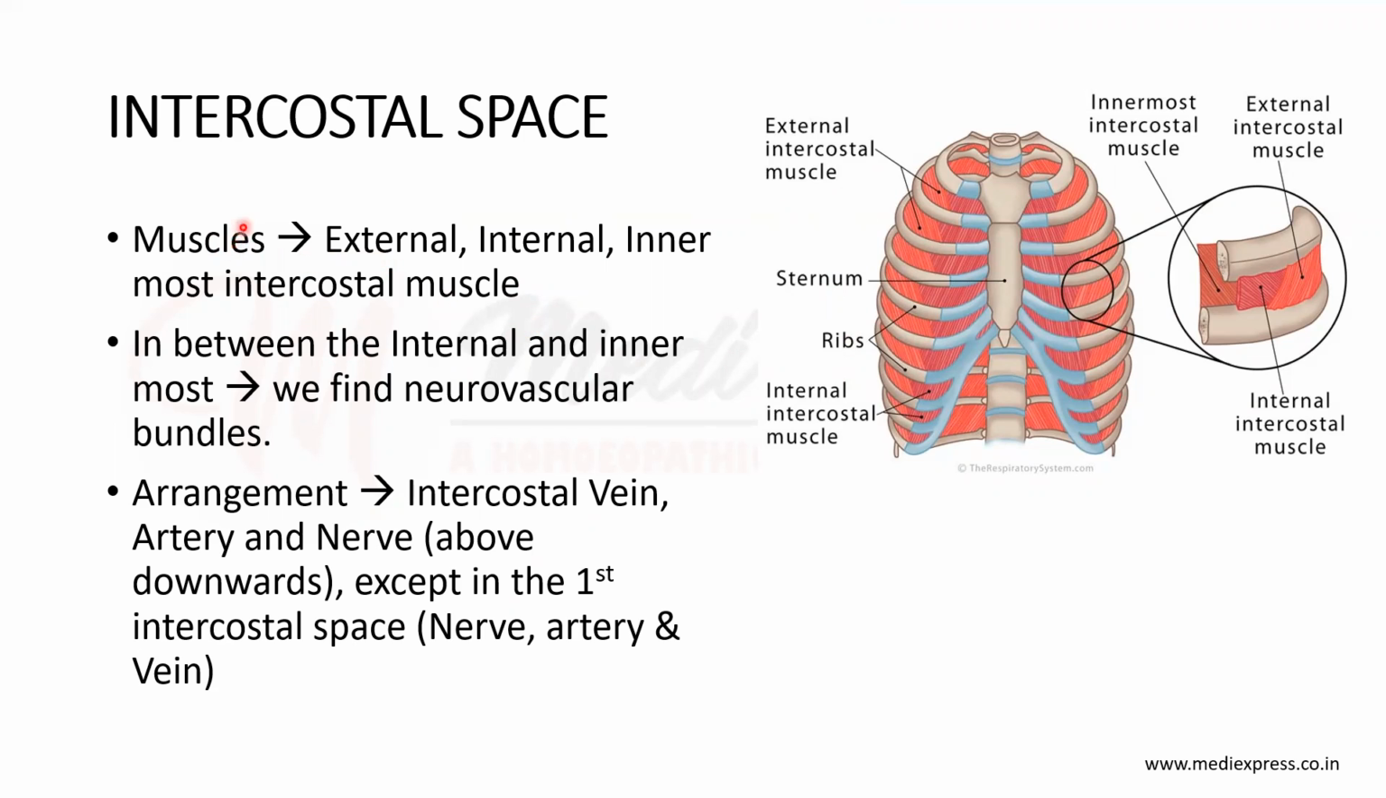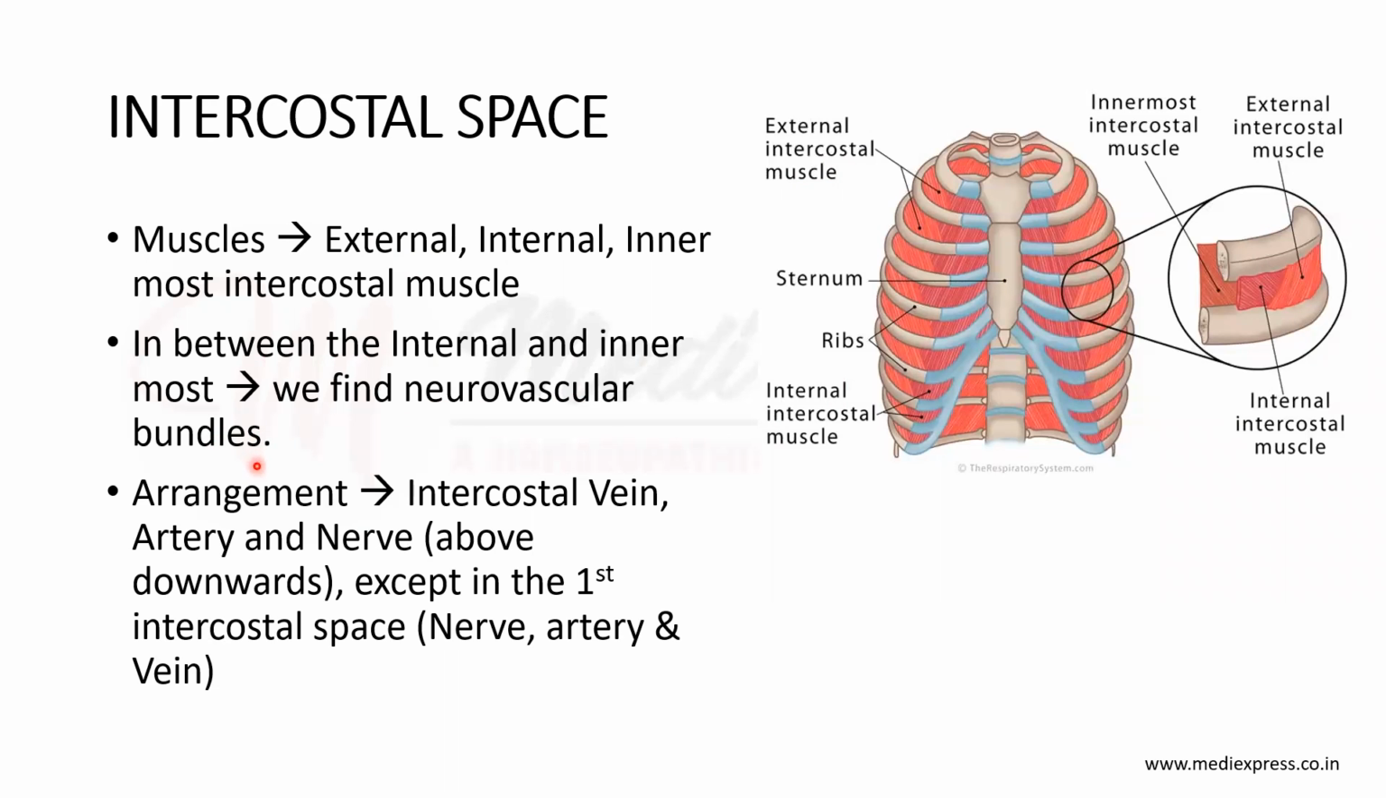Okay, so the muscles of the intercostal space are external intercostal muscle. You can see over here, external intercostal muscle. We have internal intercostal muscle, as well as in between we have innermost intercostal muscle. Now, in between the internal and the innermost muscle, we find the neurovascular bundle. This is what you have to remember.